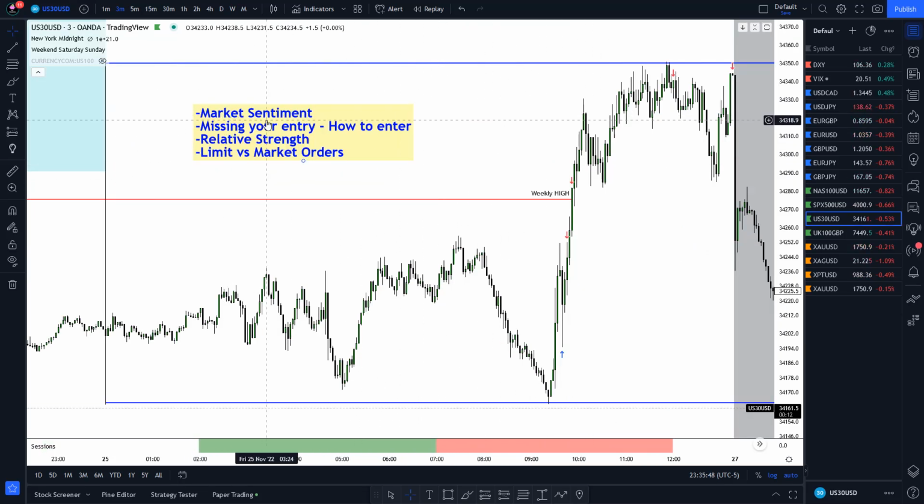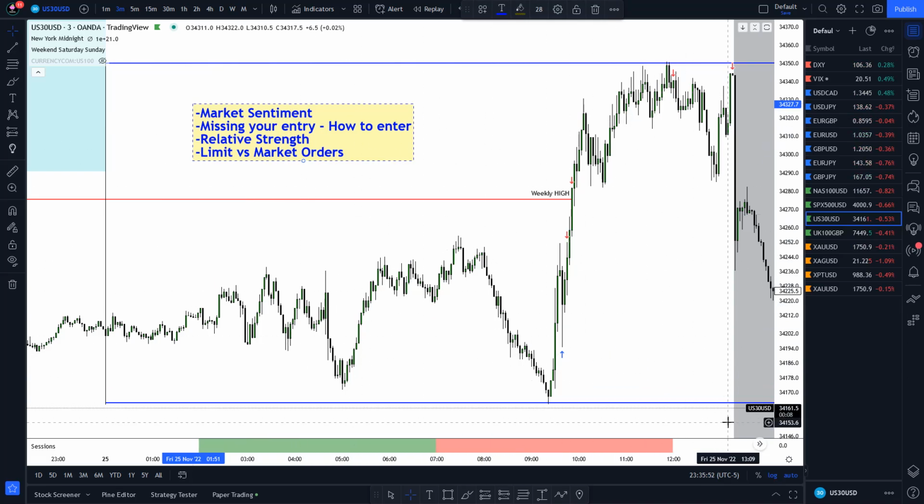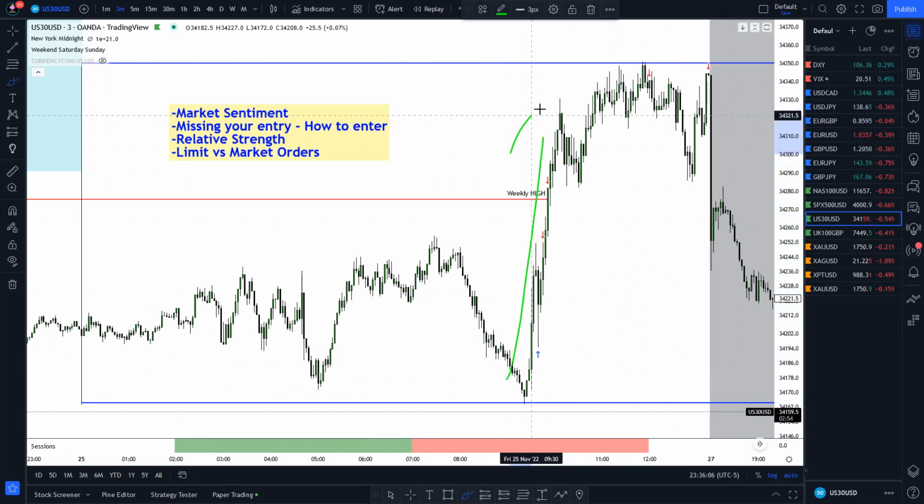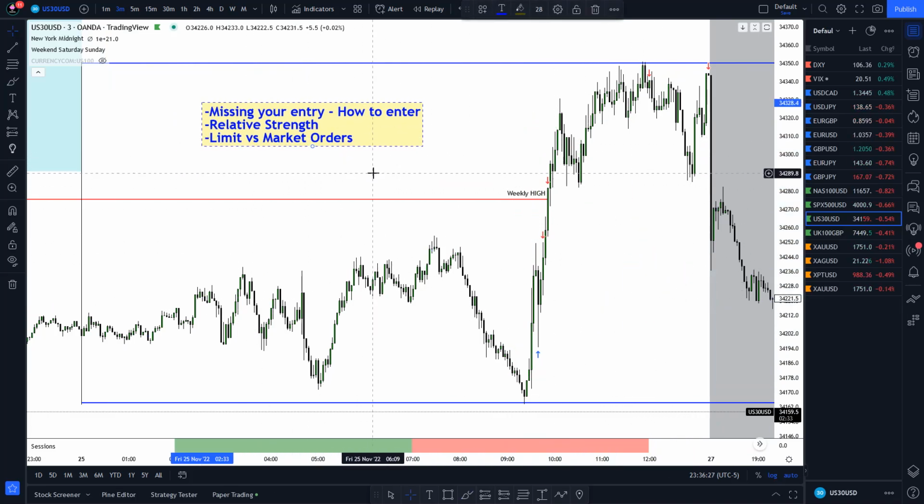So that's basically how I use market sentiment. It just gives you an idea of what most people are doing, and you can either look for a reaction to take out what the trend was doing, or you can wait for that sentiment to be broken before looking for a continuation. Okay, only two more little topics to cover.